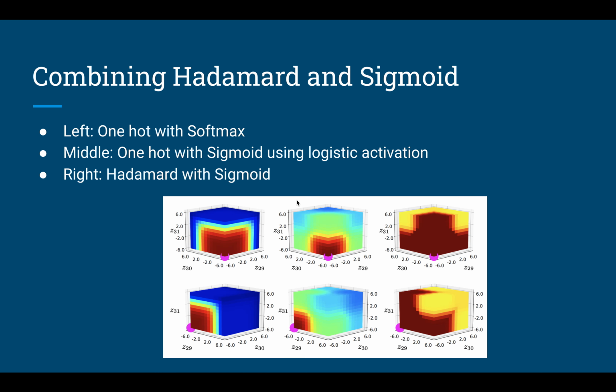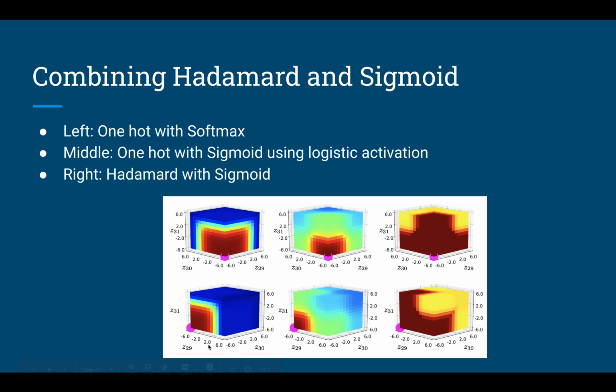Okay, so if we combine Hadamard encoding with sigmoid decoding, we get fantastic results. Here the colors mean the same as they did before, where red indicates a high confidence in class 0 and blue indicates a low confidence in class 0.